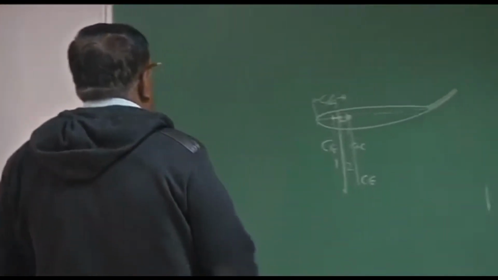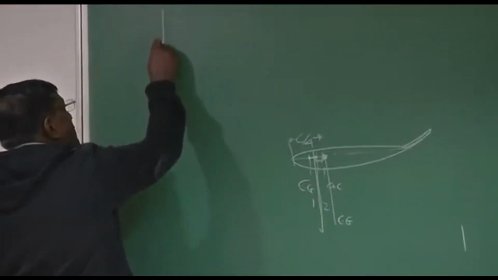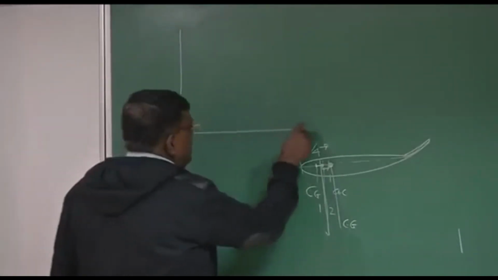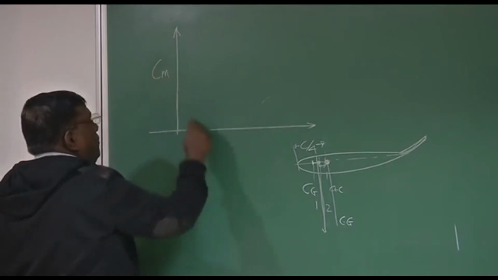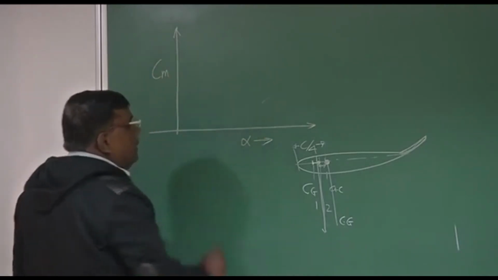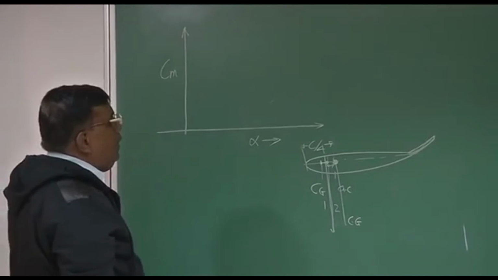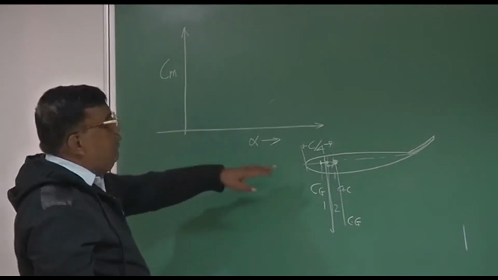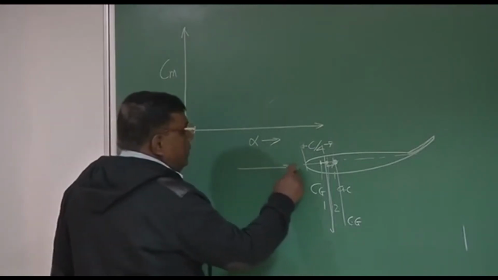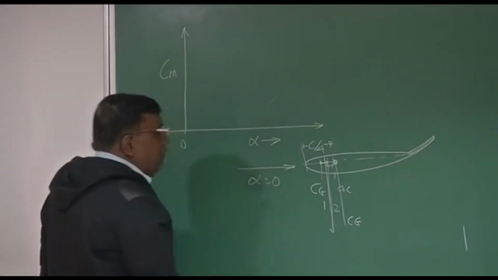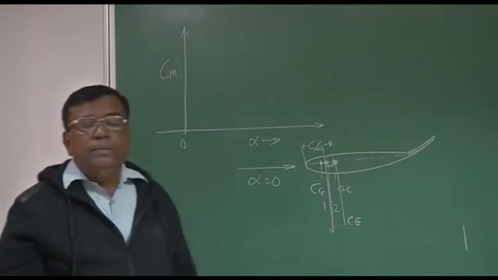Now, if I try to draw, understand this through a Cm versus, let's say, alpha graph. Okay, I want to draw Cm versus alpha graph for this configuration. So this is alpha equal to 0. So what is your guess? At alpha equal to 0, will there be any Cm?